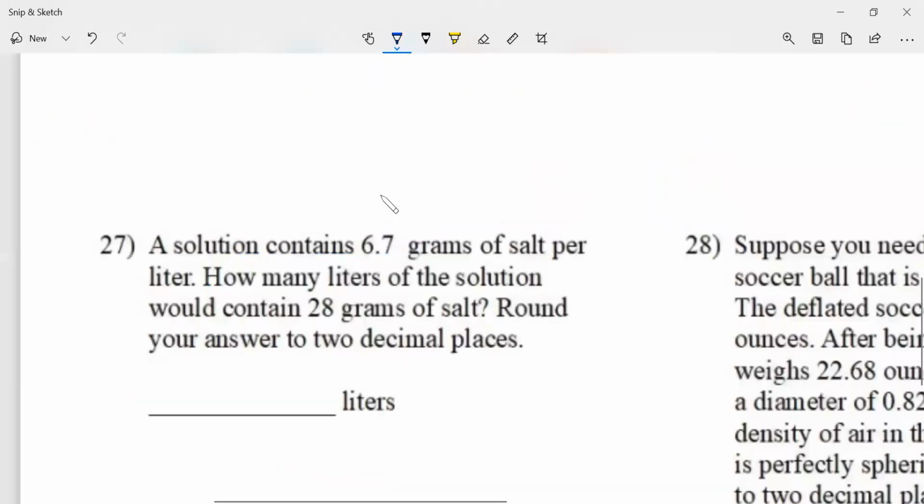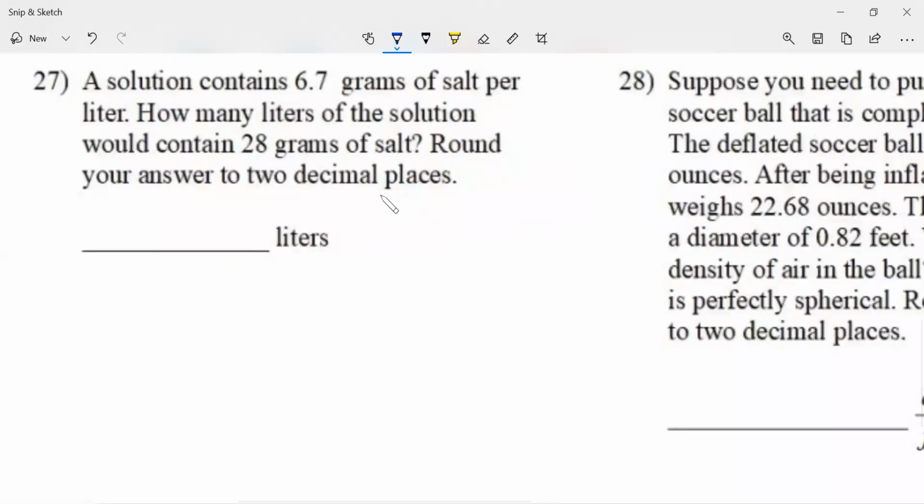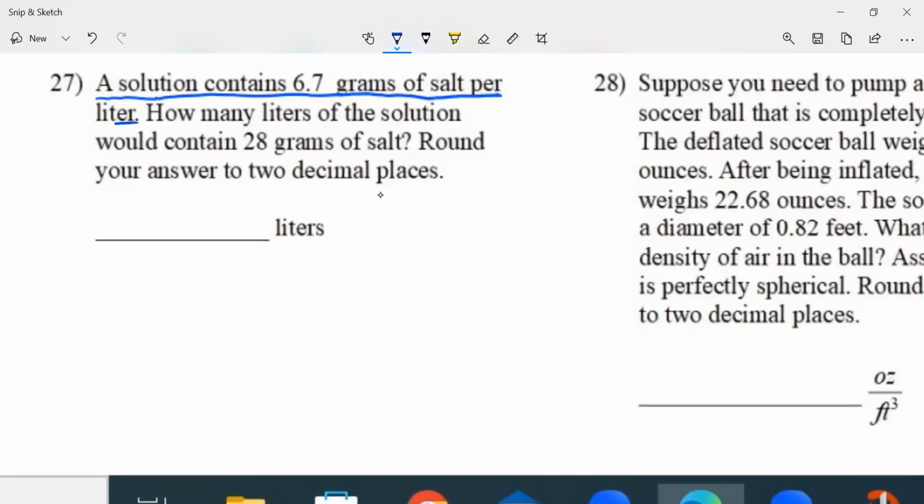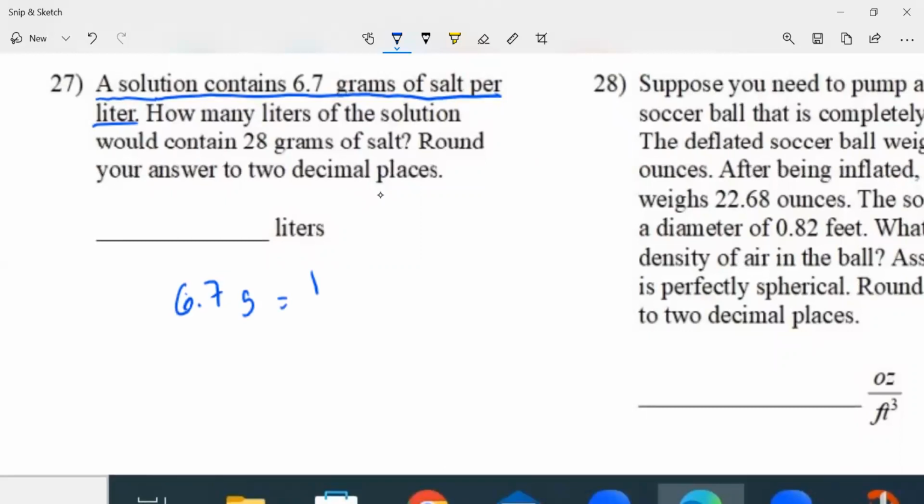Another question that we have in density is 27. A solution contains 6.7 grams of salt per liter. How many liters of solution will contain 28 grams of salt? And round your answer to 2 decimal places. Okay, so let's take a look. First sentence, the solution contains 6.7 grams of salt per 1 liter, right? So I'm just going to say 6.7 grams of salt is equal to 1 liter of liquid.